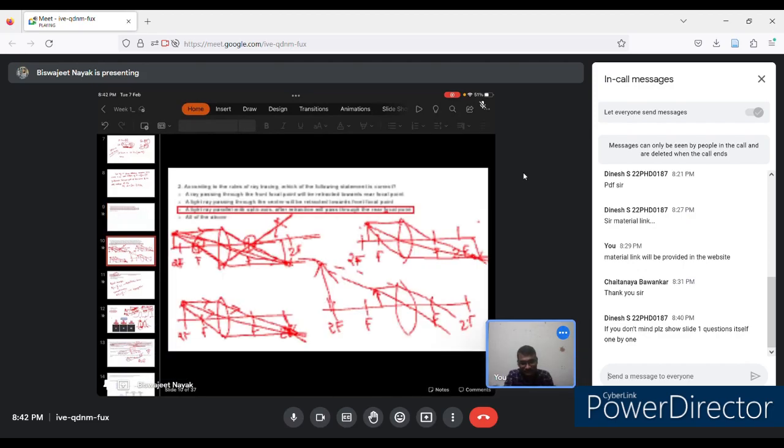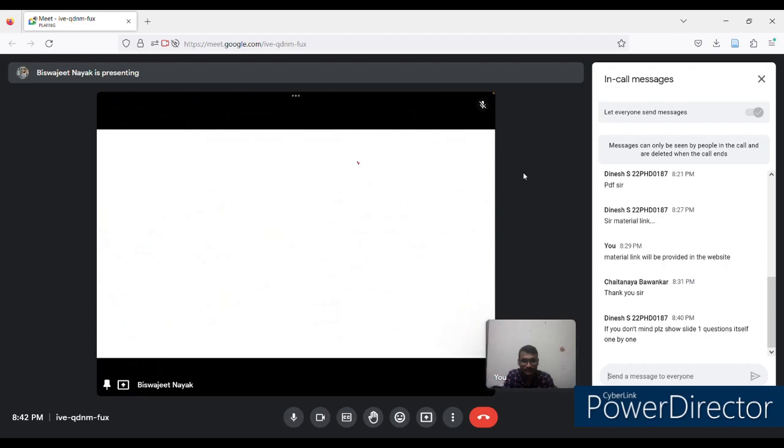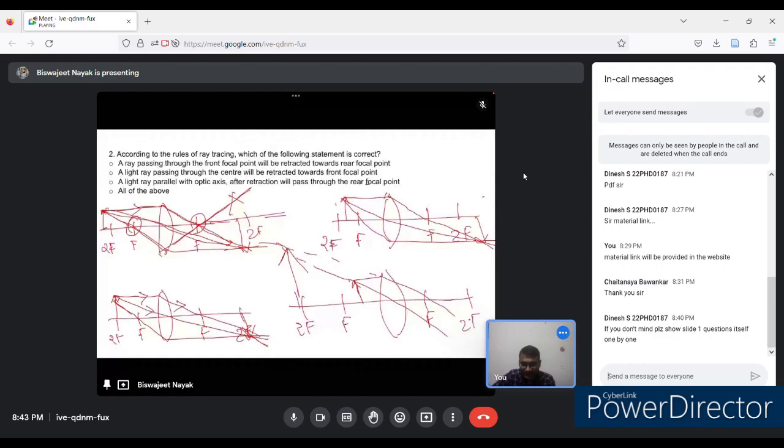The second one tells about the rules of ray tracing. When a lens is given, how do the rays go? When we draw a ray parallel to the optical axis, which you can see here, then after passing through the lens, it will always pass through the focus. This is one of the rules.